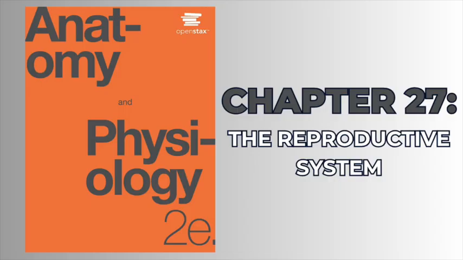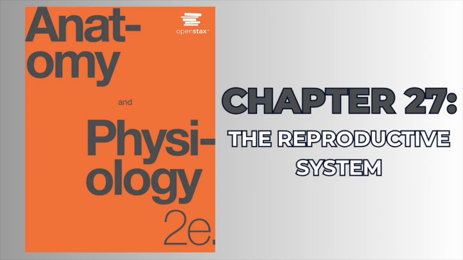Scrotum. The testes are located in a skin-covered, highly pigmented muscular sac called the scrotum that extends from the body behind the penis. See Figure 27.2. This location is important in sperm production, which occurs within the testes, and proceeds more efficiently when the testes are kept 2 to 4 degrees C below core body temperature.